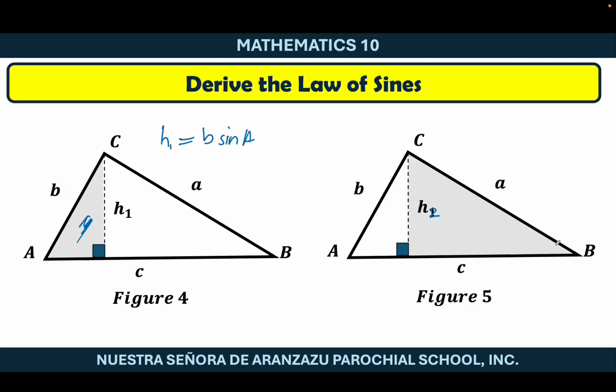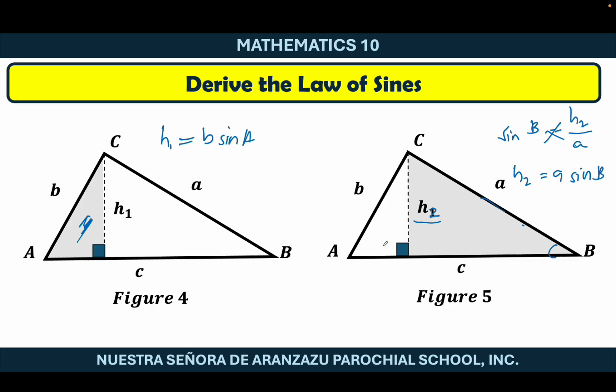So we are going to solve now for sine B. SOHCAHTOA still, or SO still. What is the opposite of sine B? The opposite side is h sub 2 over the hypotenuse, which is side a. And cross multiply, that will give us h sub 2 is equal to a sine B. Right? Sine B times a.